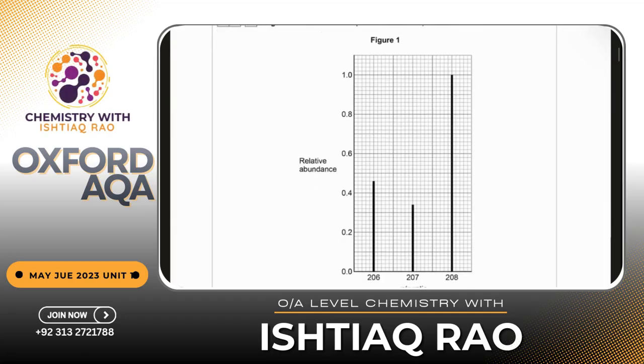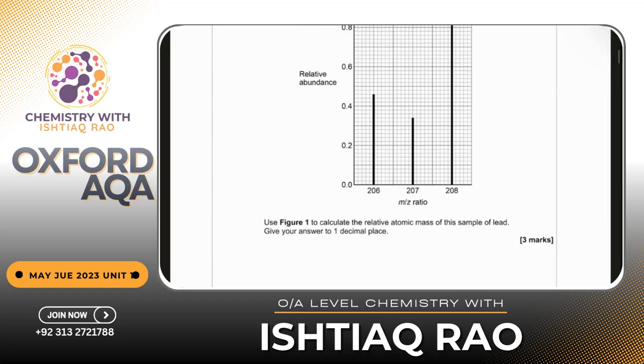Okay, Figure 1 shows the mass spectrum of the sample of lead. Calculate the relative atomic mass of this sample of lead. Give your answer to one decimal place. So, we have the formula: Ar is equal to isotopic mass multiplied by abundance.